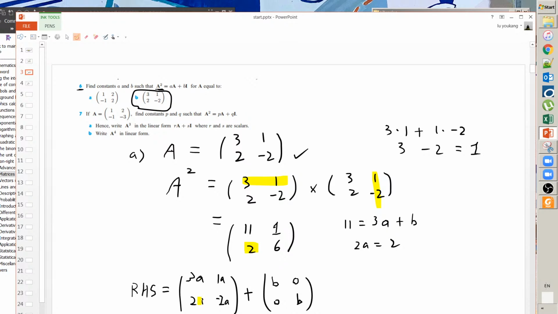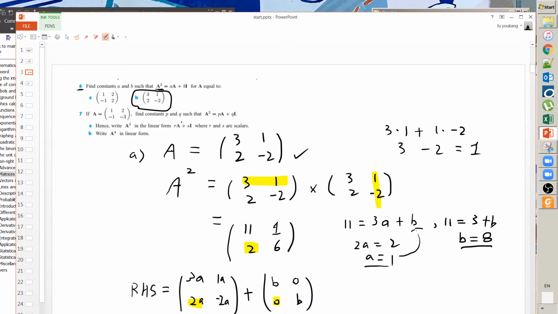Okay, so you can clearly see your A is actually 1. Then after that, you just sub your A equals to 1 into this. So you get 11 is equal to 3 plus B, so your B is 8. Okay, so that's your answer. So then we have completed question 6. Okay, good.